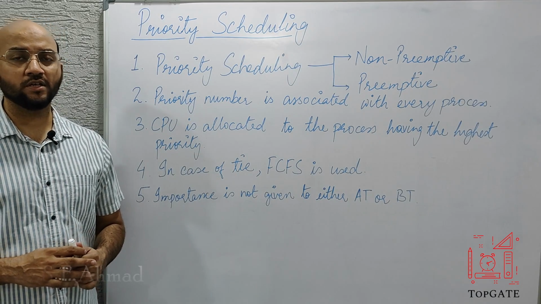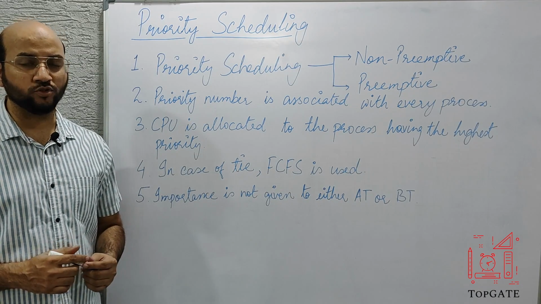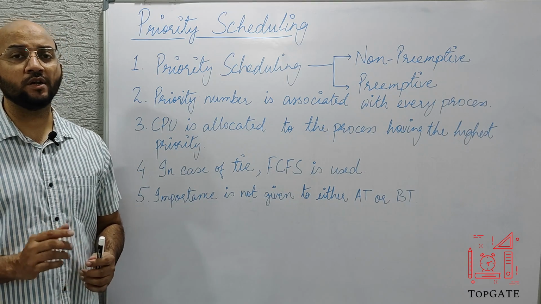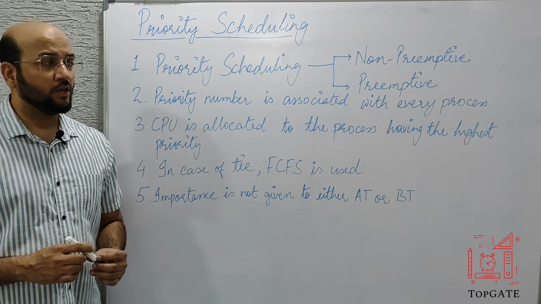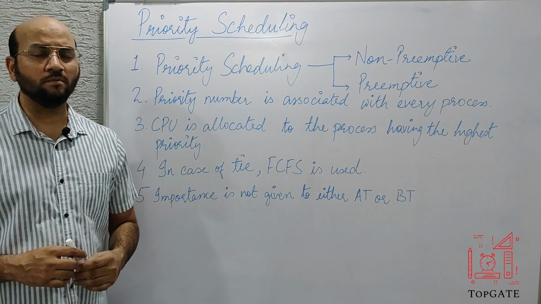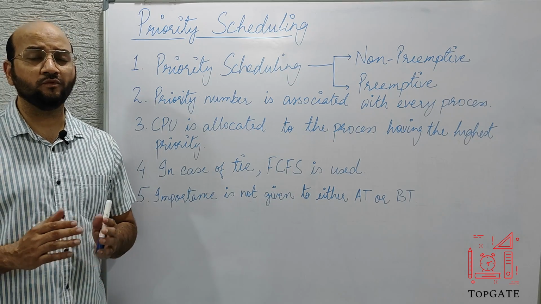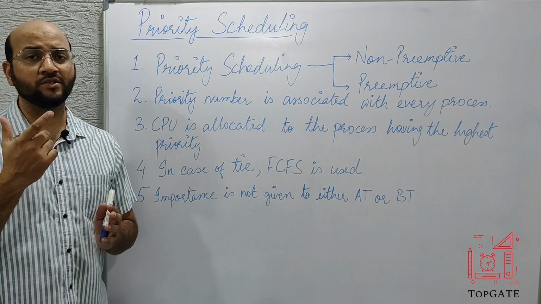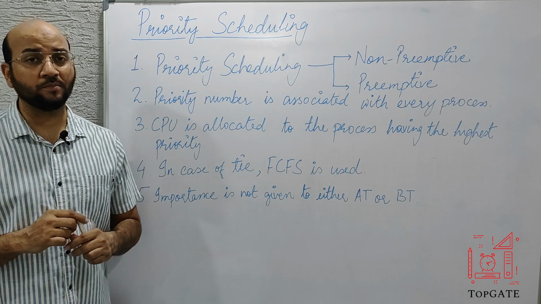In this video, I'll discuss one more algorithm of CPU scheduling that is called the priority scheduling algorithm. Clear? So the priority scheduling algorithm is the algorithm in which with every process one number is associated. That number is called a priority.